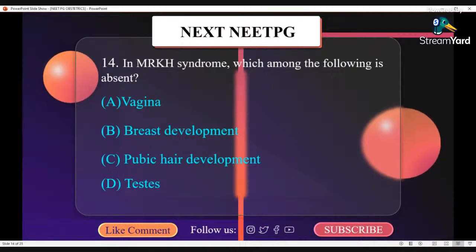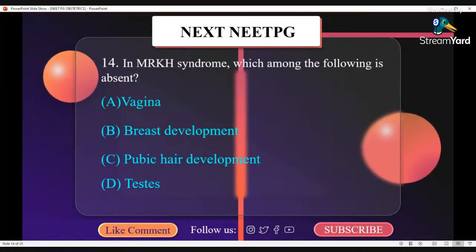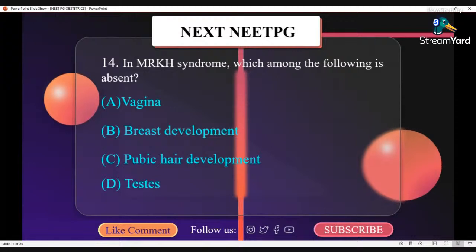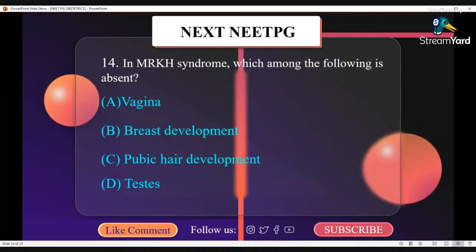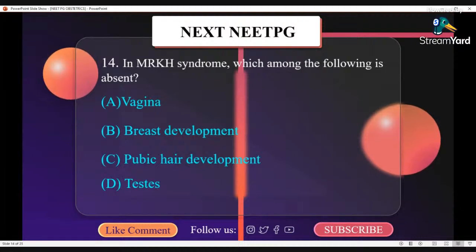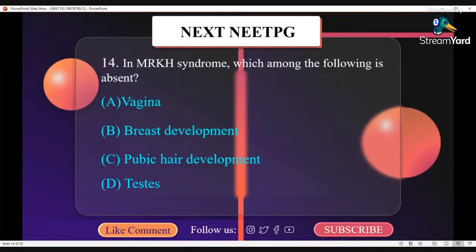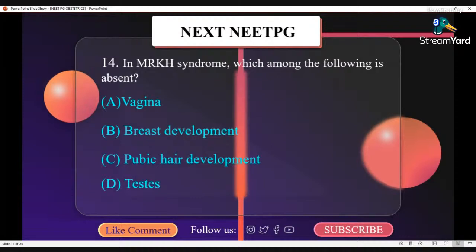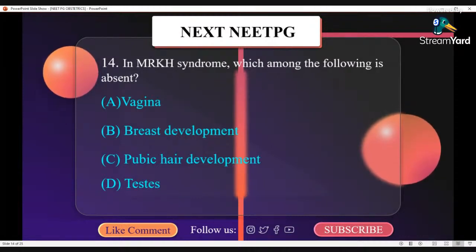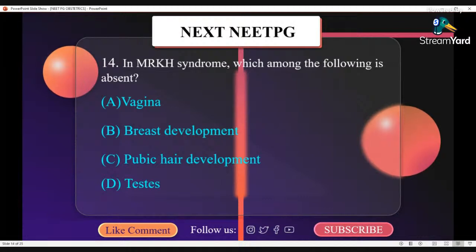So MRKH, that is Mayer-Rokitansky-Kuster-Hauser syndrome. In Mayer-Rokitansky-Kuster-Hauser syndrome, ovaries are present. Secondary sex characters are normal. There is congenital aplasia of the uterus and congenital aplasia of the upper part, that is upper two-thirds of vagina. The secondary sex characters are normal. And what about the karyotype in MRKH syndrome? The karyotype is 46XX.